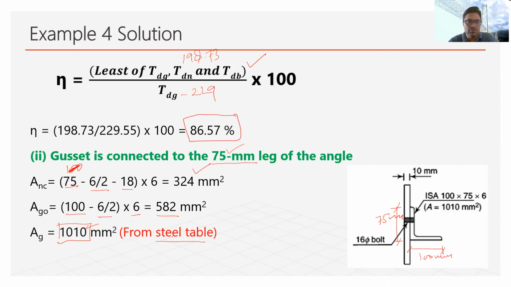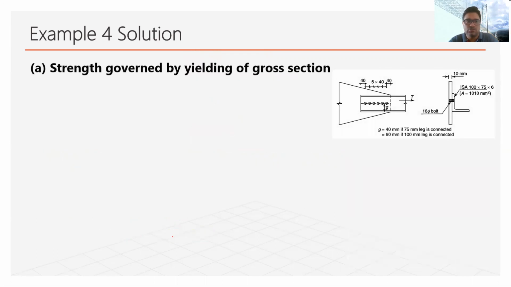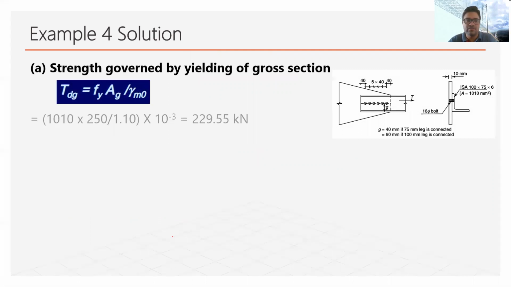Okay. So now we will find out again the yield strength, the rupture strength, and the block shear strength, just as we found in the first case. The same process we will follow in this case. The strength governed by yielding will be the same. So in the first case and in the second case, yield strength will be the same, which is 229.55, because yield strength depends on Fy and Ag value. We have used the same Ag value in both cases, so that is why the yield strength will be the same.